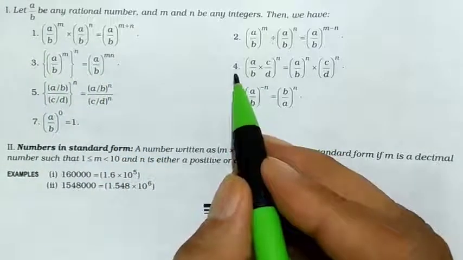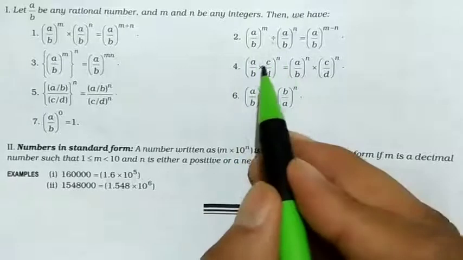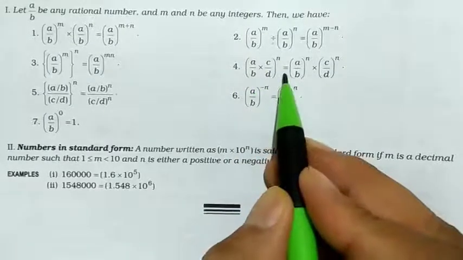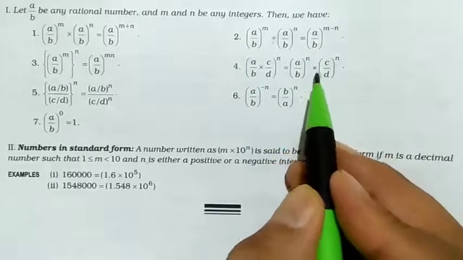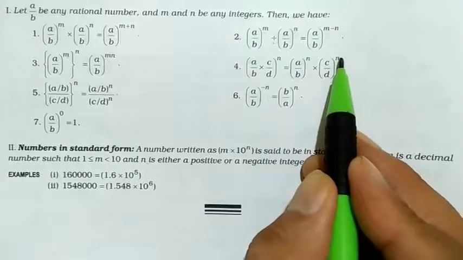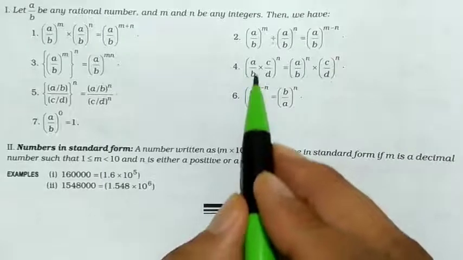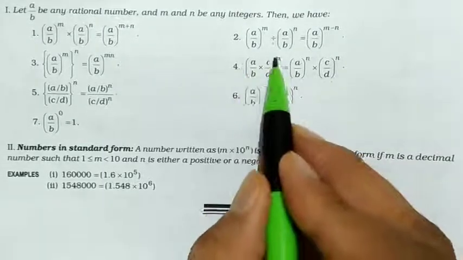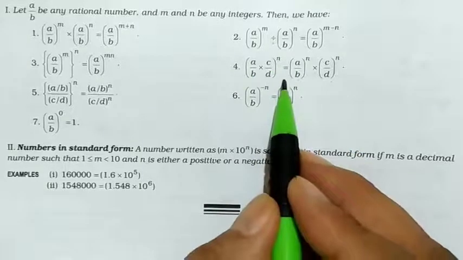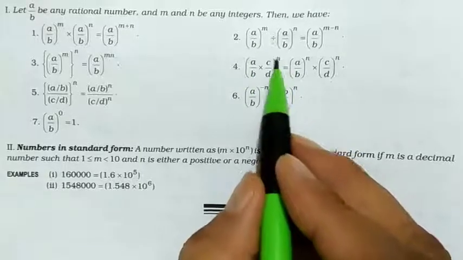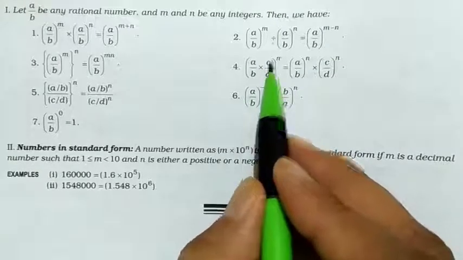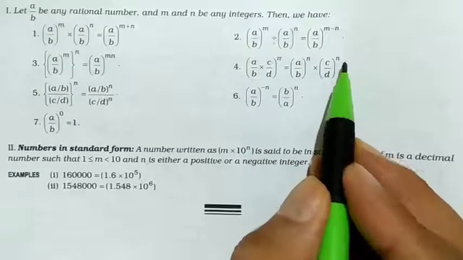The fourth law of exponents: a by b into c by d whole power n equals a by b whole power n multiplied by c by d whole power n. Means if two rational numbers are multiplied and its whole power is any given n, then we can distribute this power to both. Means a by b whole power n multiplied by c by d whole power n.